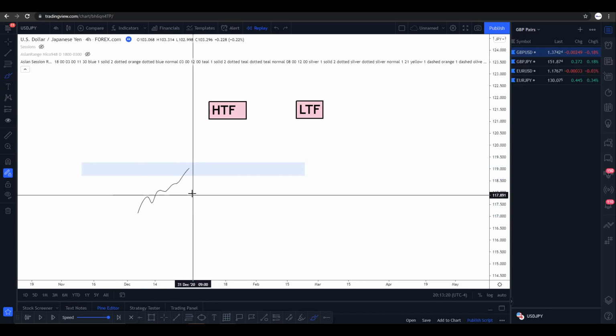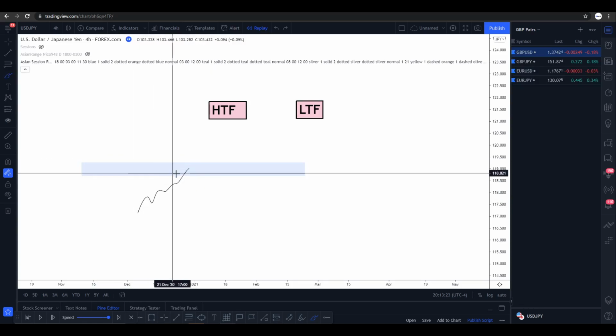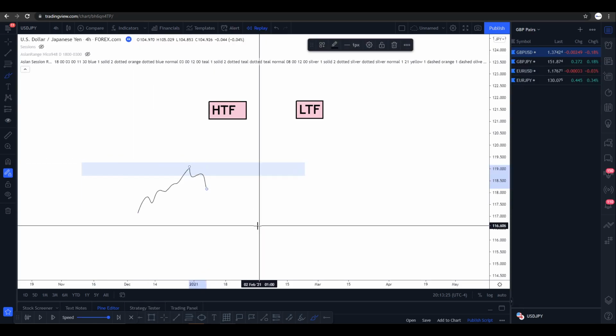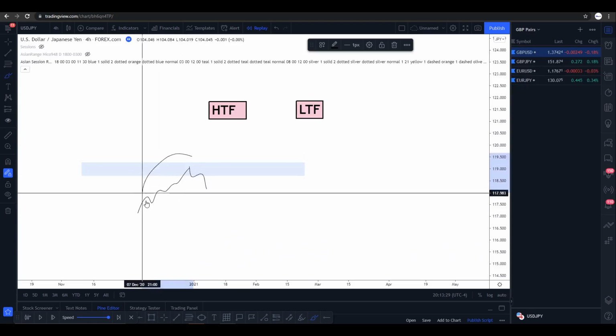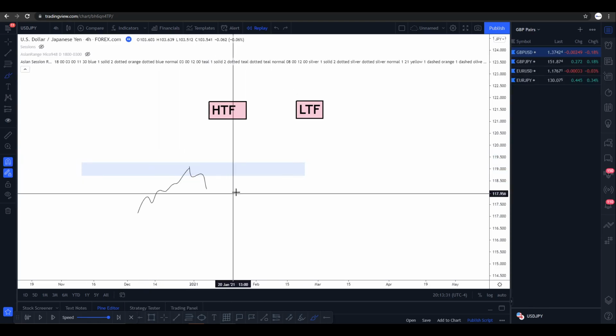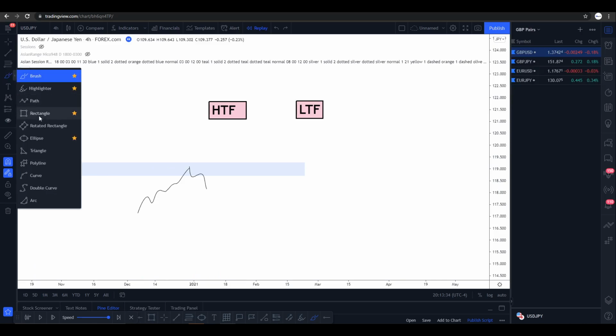As soon as we come into this point of interest, let's assume that it's a correct POI, price goes down just like this. What does that tell you? Well, that means that the higher time frame orders now are shifting from bullish down to bearish. Now what's the difference between a 1 minute POI and a 4 hour POI?